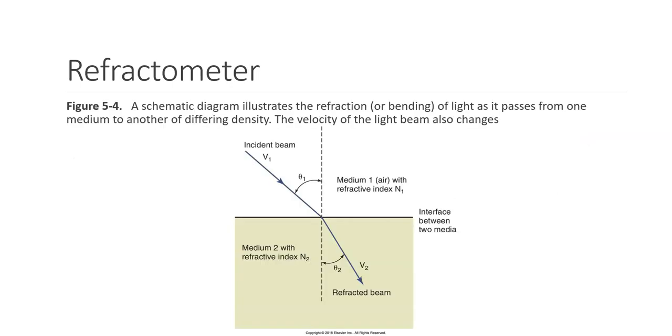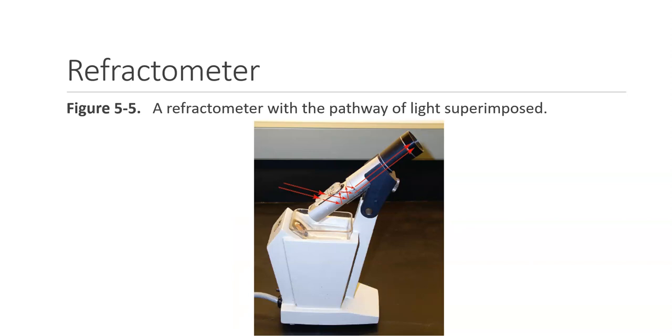Here's a schematic diagram that illustrates the refraction, otherwise known as bending, of the light as it passes from one medium to another of differing density. The velocity of the light beam also changes. Here's a picture of a refractometer. These are still frequently used in the clinical laboratory. Here's the eyepiece. It's similar to the eyepiece on a microscope. Here's where a couple of drops of urine are placed, and then the magic happens, where the light is refracted and we get a measurement.